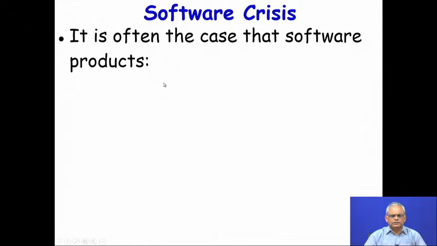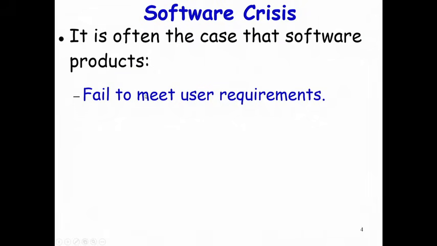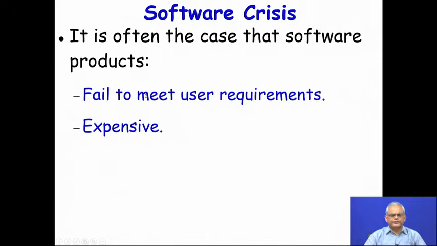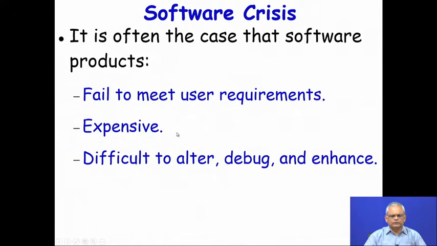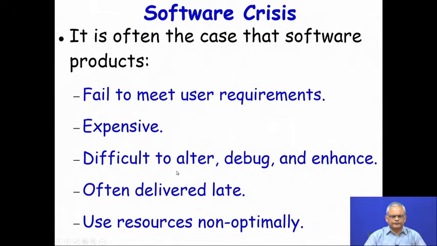Just to motivate the course, software is now the major culprit. If you look at any system development, the hardware gets developed much more smoothly, and it is often the case that software products fail to meet the user requirements. They are expensive, difficult to alter, debug and enhance, and very often delivered late, and also use resources non-optimally.